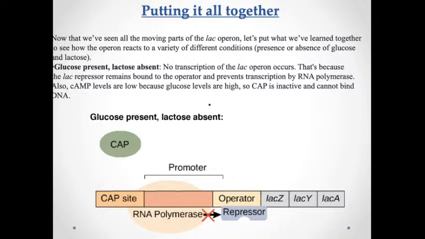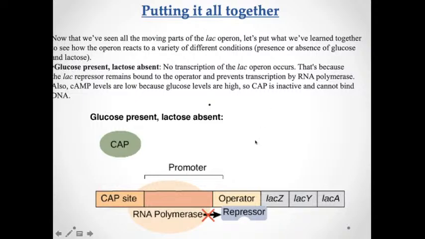So this is a summary: glucose present, lactose absent. So no transcription of the Lac operon occurs. That's because the Lac repressor remains bound to the operator and prevents transcription by the RNA polymerase. Also, cAMP levels are low because glucose levels are high, so CAP is inactivated and cannot bind DNA in that case.